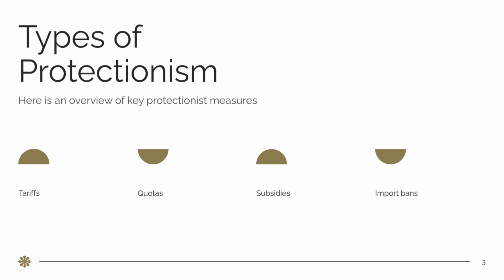The second one is quotas. It limits the quantity of imports. For example, the UK could limit how much foreign agricultural produce, like dairy, can be imported to support British farmers. Third, we have subsidies, which is financial support given to domestic farms. For example, the UK government has historically subsidised farmers to keep food production competitive.